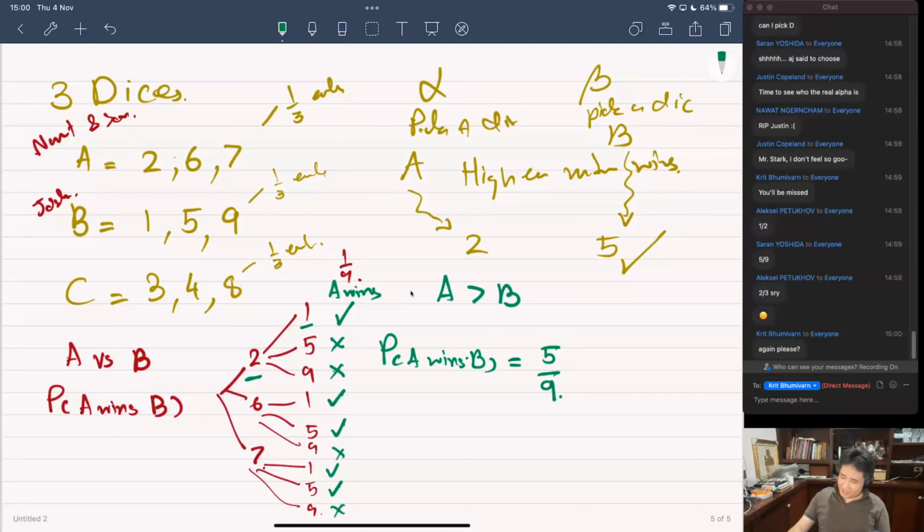So when you toss a dice, you compare, you do the 3 again. This is what A gets, and this is what B gets, right? And then all we need to do is count how many of them, because every one of them has an associated probability of 1/9. So just count. There are 5 spots where A wins and 4 spots where A loses. So the probability that A wins against B is 5/9. As simple as that.